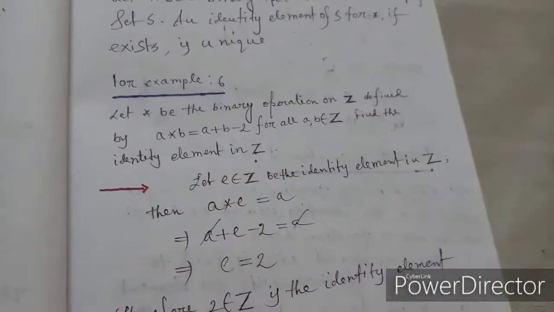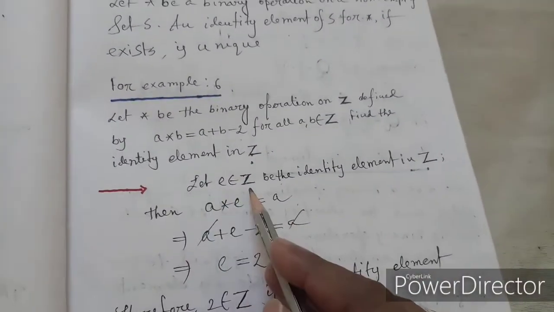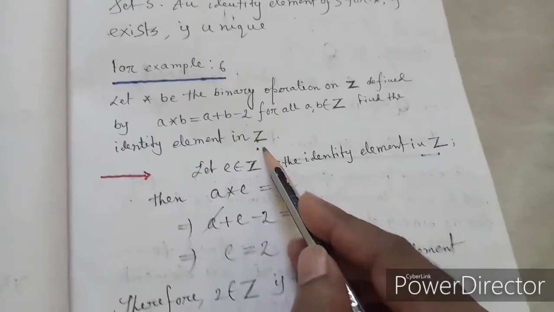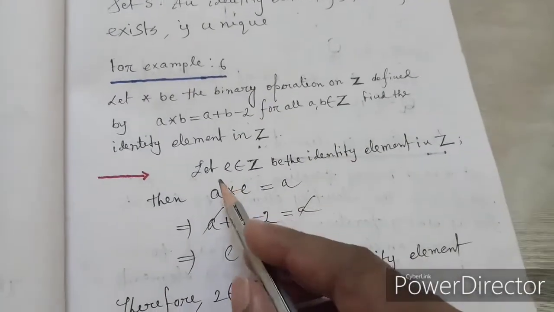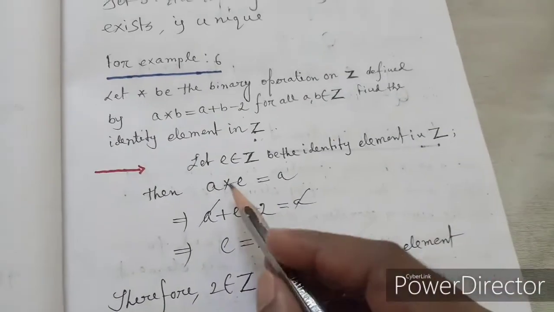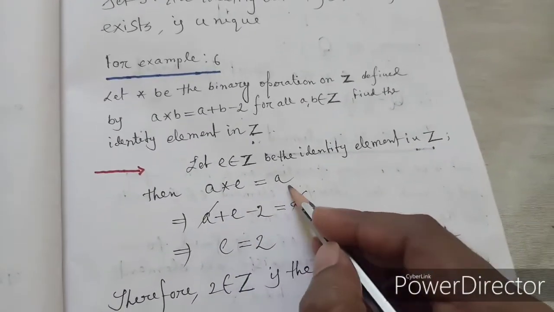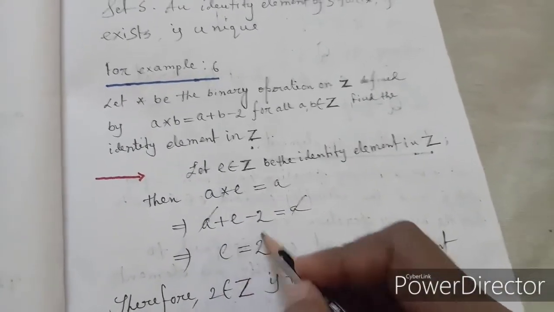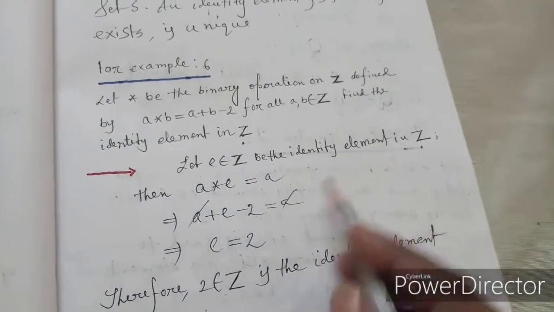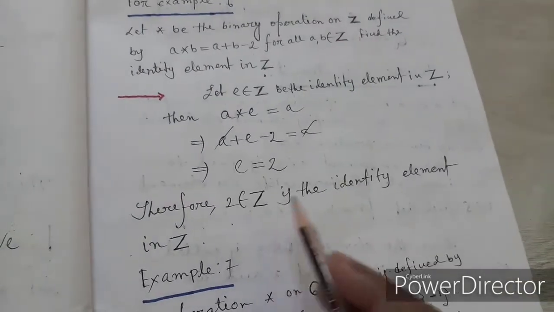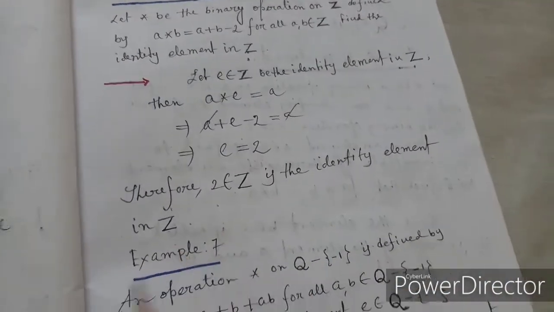So how to find it? Let e belong to Z. The identity element should be an element of the mother set Z here. So that's why I have taken e belonging to Z to be the identity element in Z. Then by definition a star e equals a, obviously. a star e means what? a plus e minus 2 according to this definition. So a cancels out, so e should be 2, and that is an integer. Therefore 2 belonging to Z is the identity element in Z.